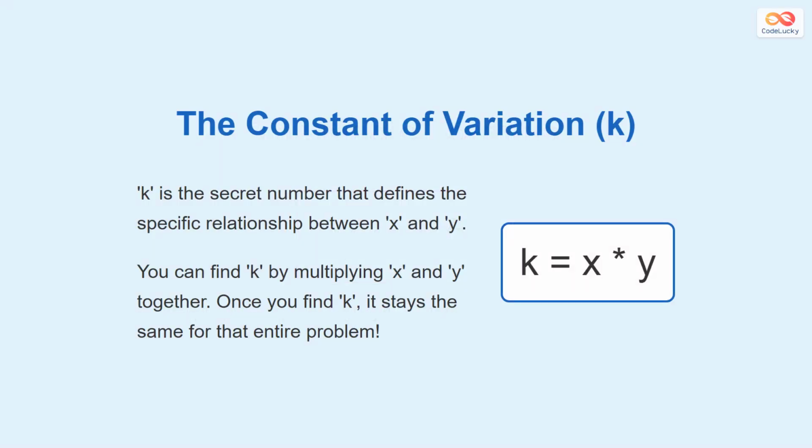Let's talk more about k, which is called the constant of variation. This special number is what defines the unique connection between x and y. To find the value of k, you can simply multiply x and y together. Once you calculate k, remember that it will not change for that specific inverse relationship.